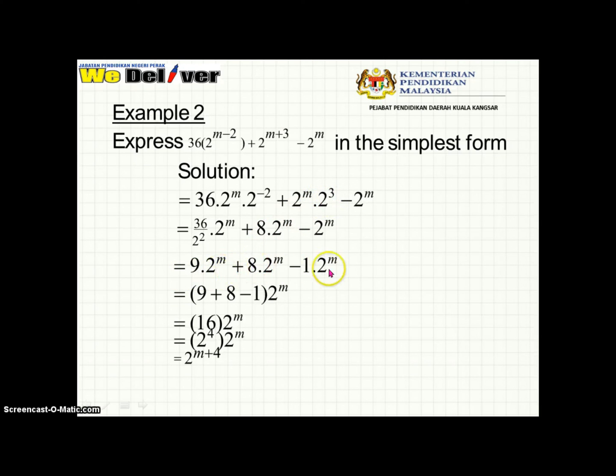So all have the factor 2 to the power of m. We take out the factor 2 to the power of m. So 9 plus 8 minus 1 is 16. And 16 we can express as 2 to the power of 4. So 2 to the power of 4 times 2 to the power of m. So with the same base, we can add up the index. So we have the answer 2 to the power of m plus 4.